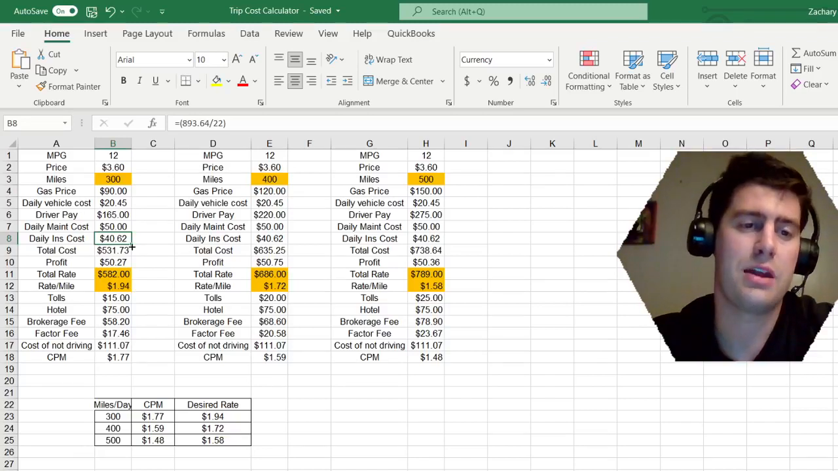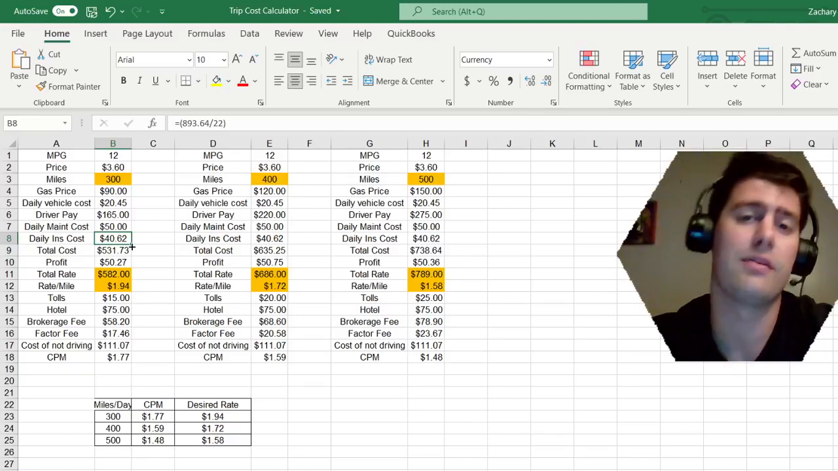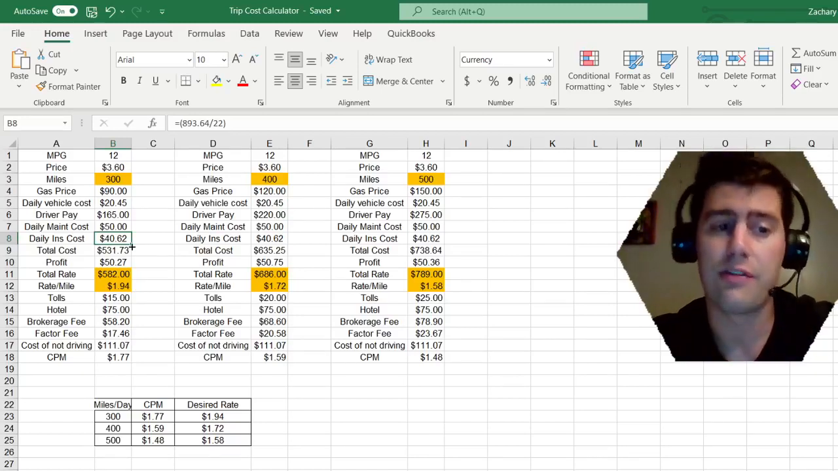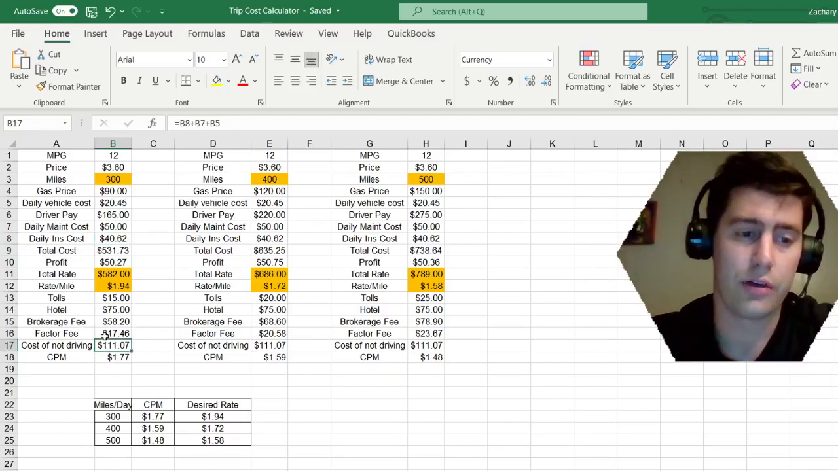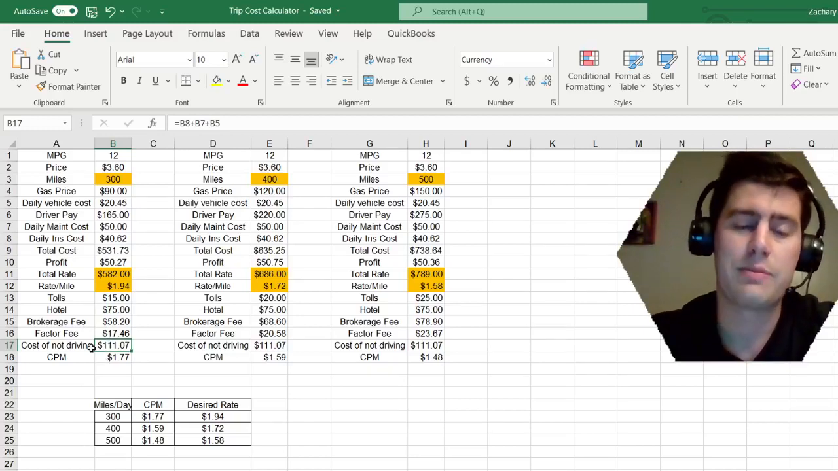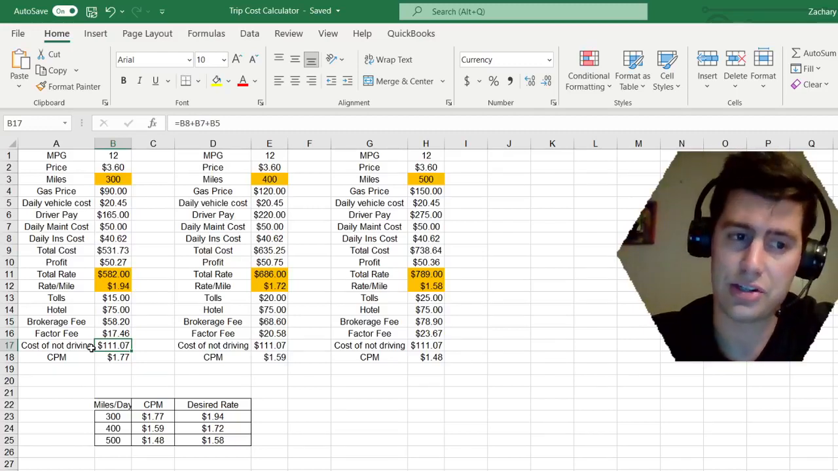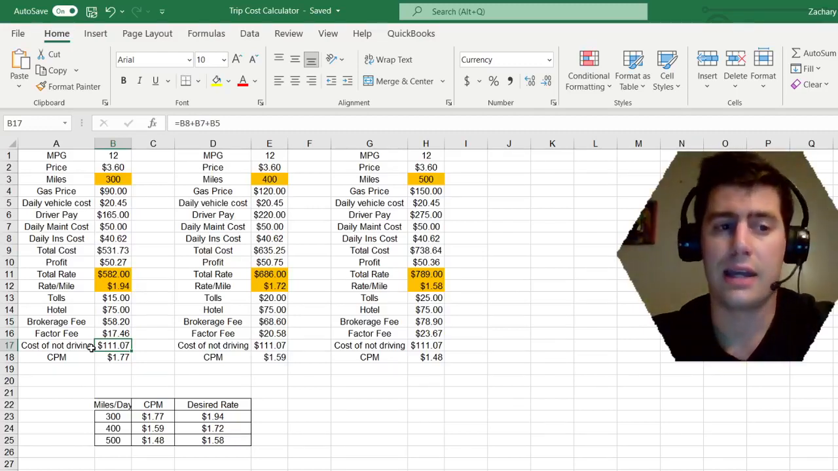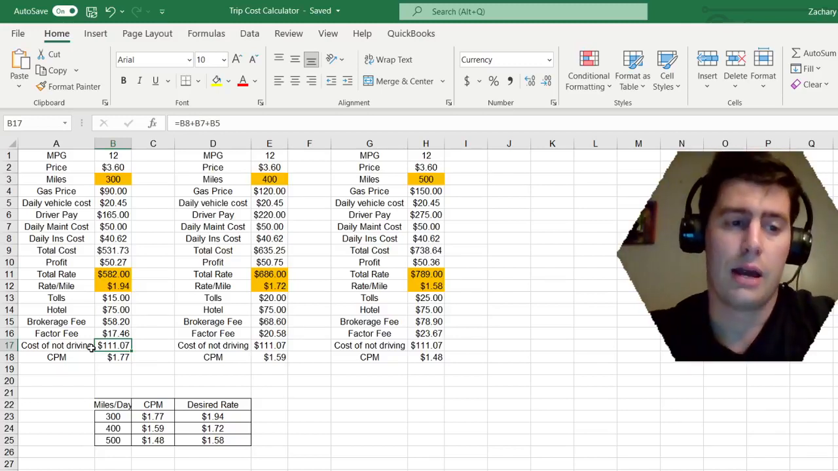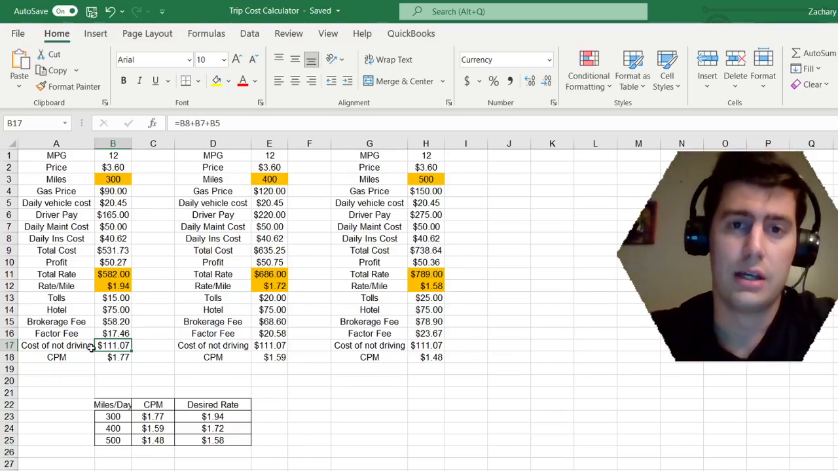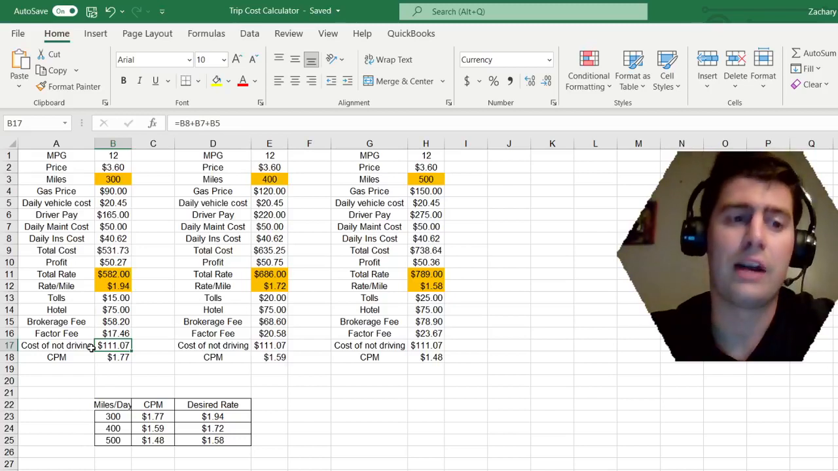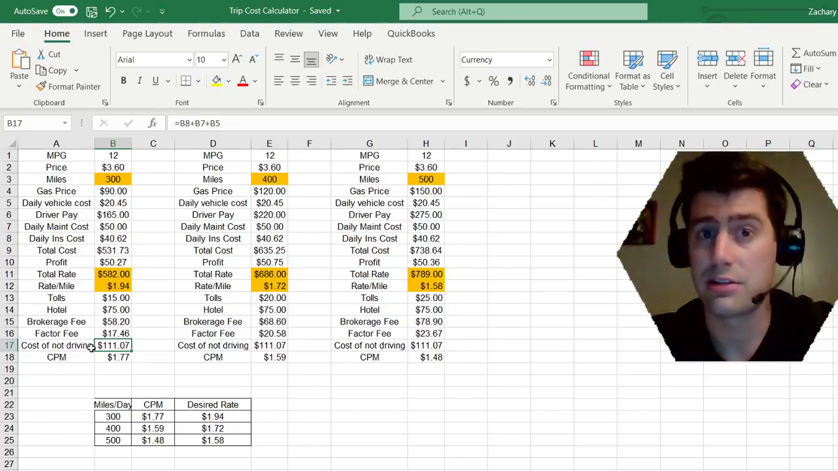My insurance, I spend $893 a month. Once again, I took that total monthly premium and divided it by 22. Got $40 a day for insurance. And then this was really helpful for me, this cost of not driving. Every single day, Monday through Friday, I'm spending $111 just on maintenance, my truck, and my insurance. So even if I'm not buying gas, even if I'm not paying my driver, I'm still spending $111 a day just on the truck. So there's a little bit of motivation for you to get up and get running, find loads, because whether you're driving or not, you're still spending money.